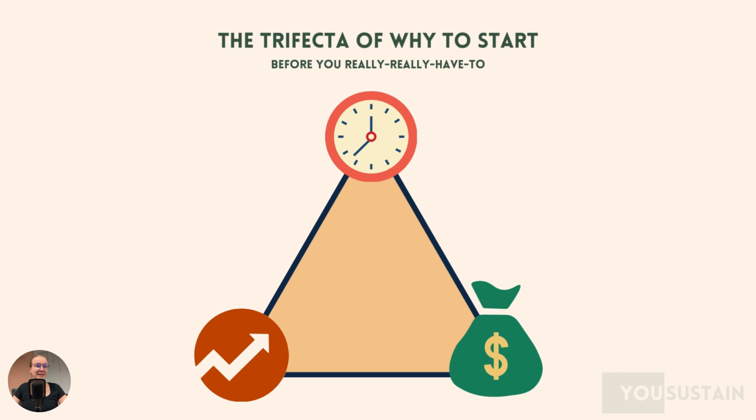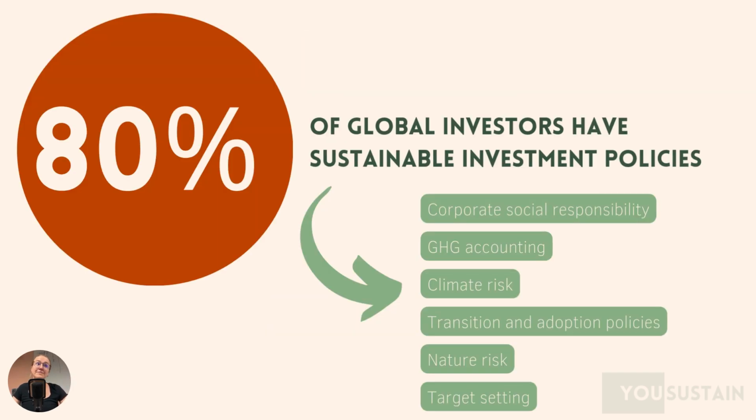So, the last one is money. Essentially, a lot of companies appreciate money and they need access to capital and fuel, things like that. Therefore, that is the final part of the holy trinity of why you should start before you really have to. Because, for example, 80% of global investors now have sustainable investment policies covering topics such as corporate social responsibility, greenhouse gas accounting, climate risk, transition and adaptation policies, nature risk, and target setting. So these are things that repeat themselves, and these are the things that investors look for. So therefore, it is very important to have that in order already if you are an SME.